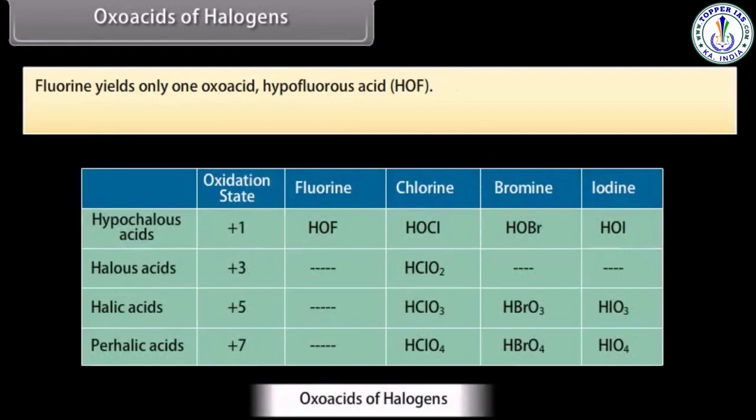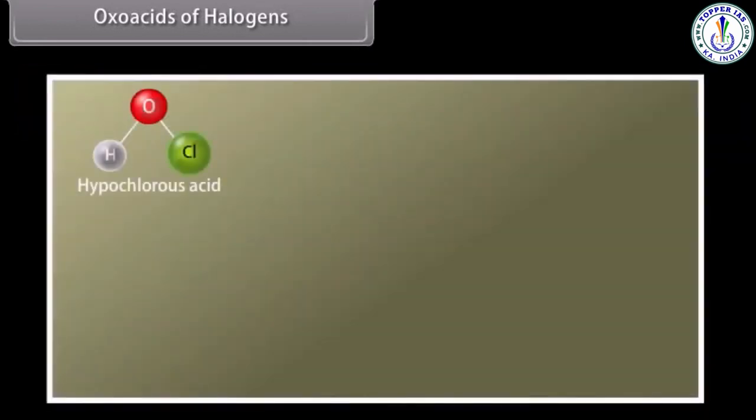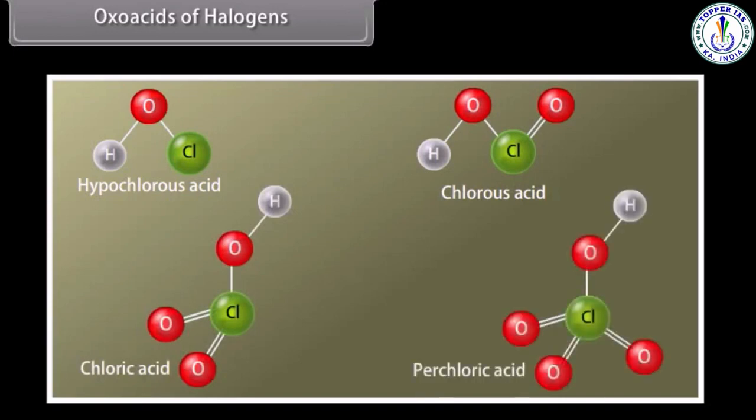Oxoacids of halogens. Fluorine yields only one oxoacid, hypofluorous acid. Chlorine, bromine, and iodine form four series of acids with formulas HOX, HXO2, HXO3, and HXO4. Many of these are known only in solutions or as salts. The oxoacids of chlorine are hypochlorous acid, chlorous acid, chloric acid, and perchloric acid.